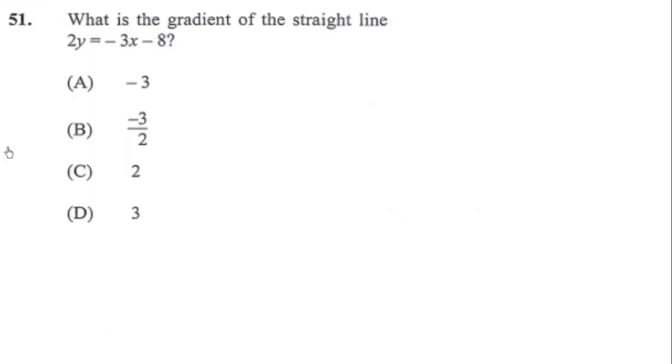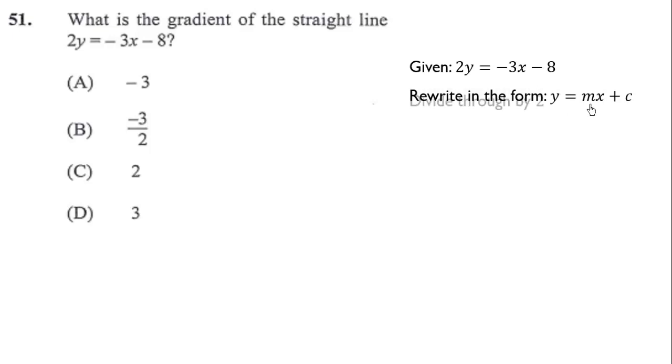That is the gradient of the straight line 2y is equal to negative 3x minus 8. To find the gradient, we need to rewrite the given equation in the form y is equal to mx plus c, where m is the slope and c is the y-intercept. So we divide through by 2 to get this. Now we can simplify this, then 2 goes into 8 four times.